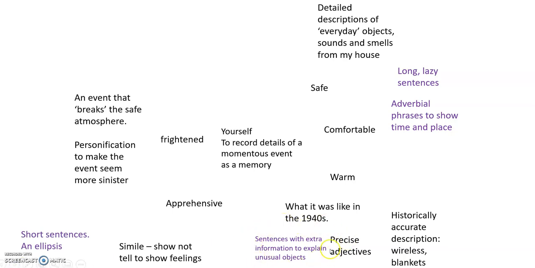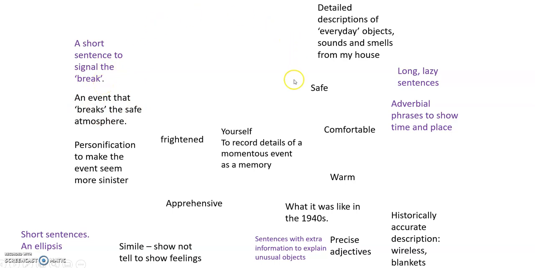I'm going to use extra information, so that might be sentences that have got brackets or pairs of commas, to include information where I might have to remind myself about what these objects were from the 1940s. And when I'm writing about being scared and apprehensive, I'm going to use some short sentences. Possibly I might have an ellipsis, because when you're frightened, you don't necessarily think in full thoughts. Your thoughts get interrupted by your panic and your fears. And I'm definitely going to use some short sentences here when I just signal the break.